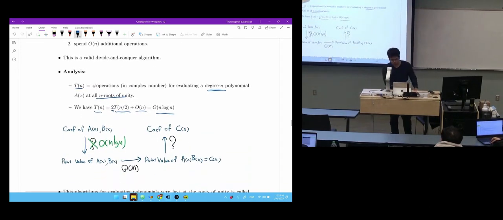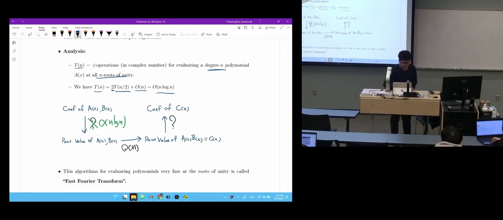So what do we get so far? We get that this step is done. You can evaluate A and B at n many points in just n log n time, if you choose the points carefully. So this is what is meant by the fast Fourier transform, basically. We are not done yet because we need to do the last step here.